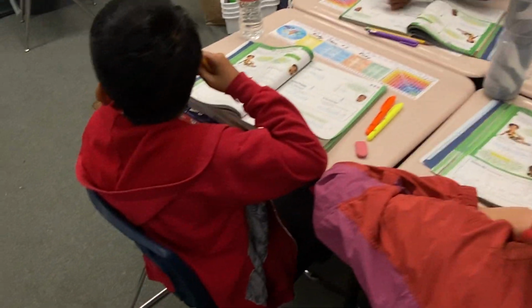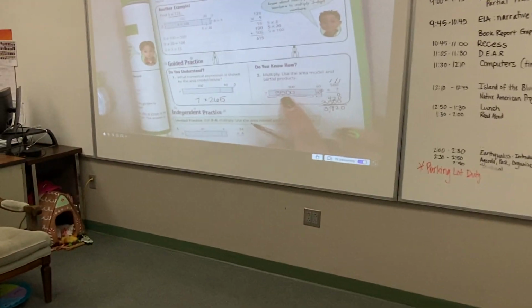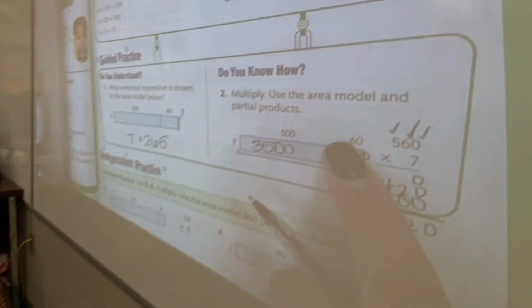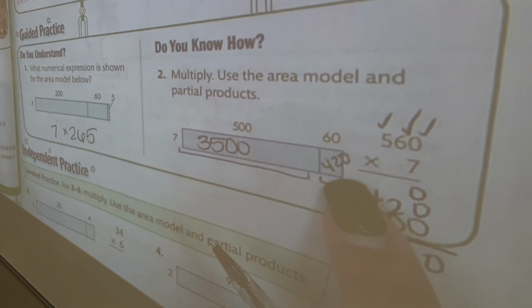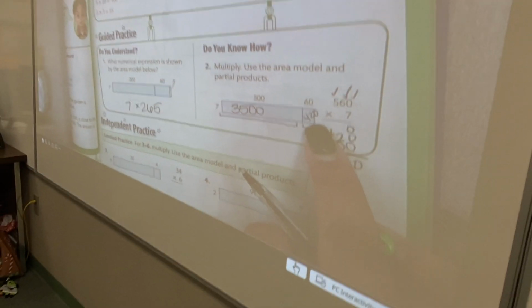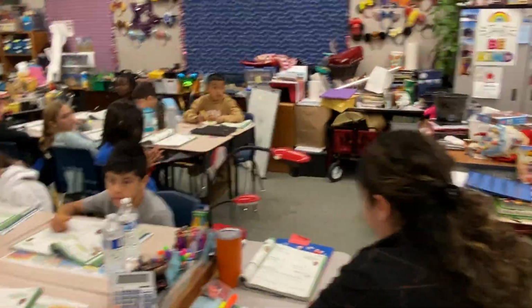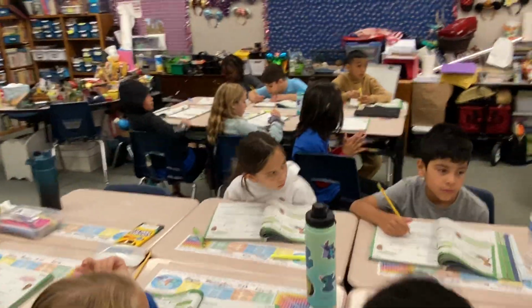So when you're using the area model, the visual, the 7 times 500 was 3,500. 7 times 60 was 420. Okay. Let me do number 3.